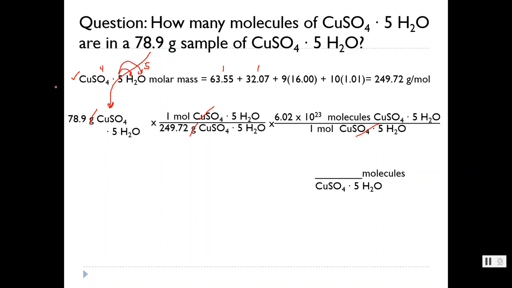So in your calculator, 78.9 divided by 249.72, multiply by 6.02 times 10 to the 23rd, and that should give you the final answer of 1.90 times 10 to the 23rd. So this dance, again, of going from grams to moles, moles to molecules, that kind of calculation is going to be one that you will use often in this course. And in the next slide, in the next little video, we're going to do another review problem, this time using my favorite molecule, caffeine, to kind of solidify these concepts.